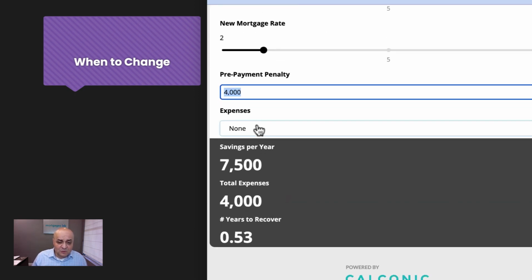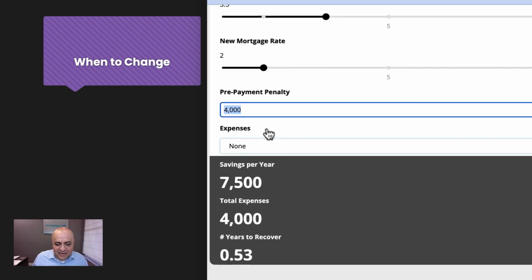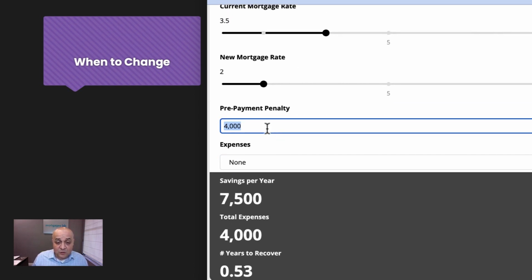Okay, so let's look at what would happen. And let's assume as well that we don't have any other expenses that we can transfer from one institution to the next, without any legal or appraisals. Again, this is case by case. A lot of times you can do it, but sometimes you can't, and expenses will need to happen. So in this case, very good. You will have savings of $7,500 per year, okay? And that's the savings. The expenses will be the penalty, which is $4,000, no other expense. So you have half a year to recover.